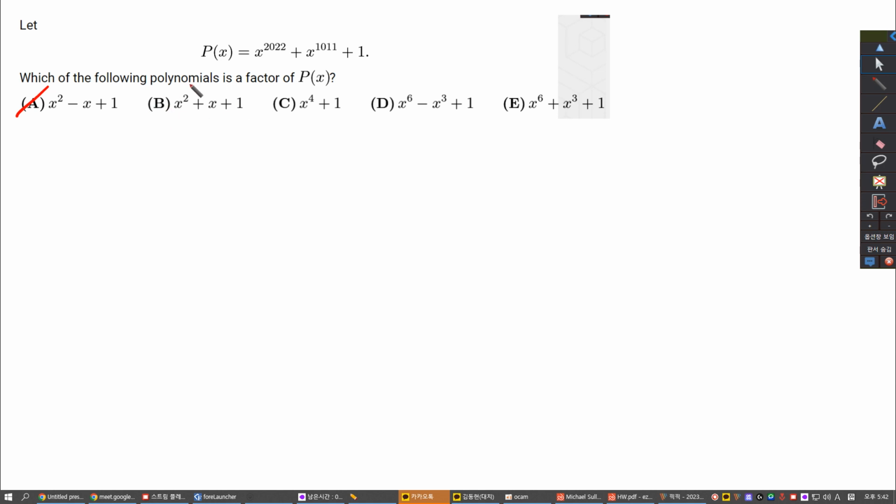And in the case of B, we can multiply x minus 1 to both sides. So this means for this to be 0, x cubed should be equal to 1. So that means all values become 1 because 2022 and 1011 are both multiples of 3. So the value for the polynomial is 3, not 0. So that means B is also not a factor of P of x.